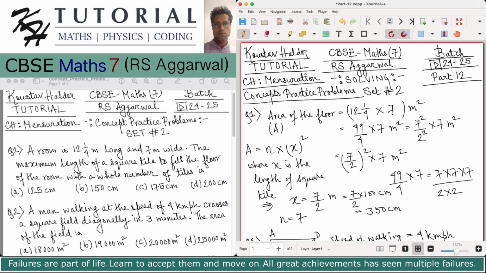Some problems of exercise 20B are left, which are the problems based on finding the area of the shaded region. So which are the problems? Problem numbers 14, 15 and 16 of exercise 20B on the chapter of mensuration. So in the next video, I will solve those three problems of exercise 20B on the chapter of mensuration from the textbook of author RS Aggarwal. So please stay tuned for that video. It is coming soon.